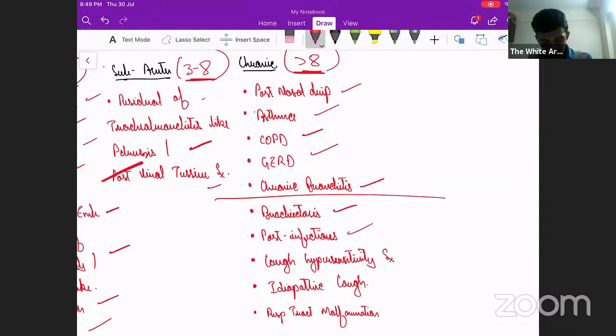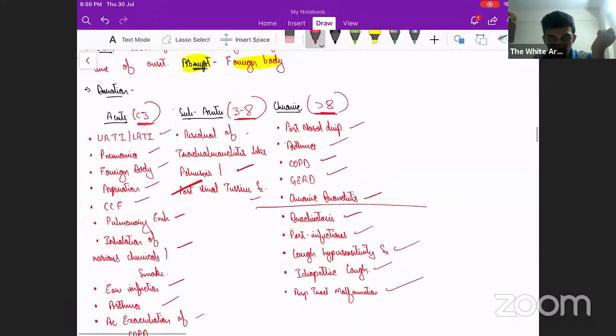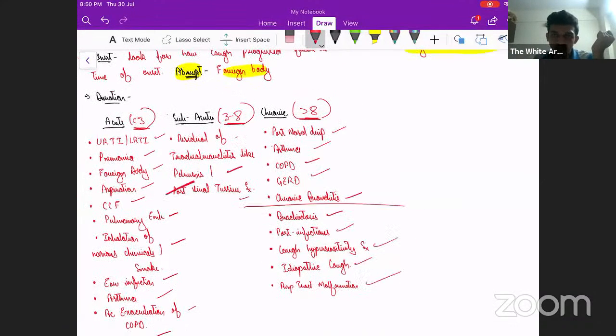Then comes, it can be a normal post-infectious only, but post-infectious would have resolved by now. Or it can be a cough hypersensitivity syndrome, wherein the airway is hypersensitive, hyper-responsive to whatever you inhale. So that will lead to cough, okay? Or it can be normal idiopathic cough, or it can be because of respiratory tract malformation or any fistula that is present post-op in case of kids. So these are the things which we can keep in mind if it's a case of chronic cough.